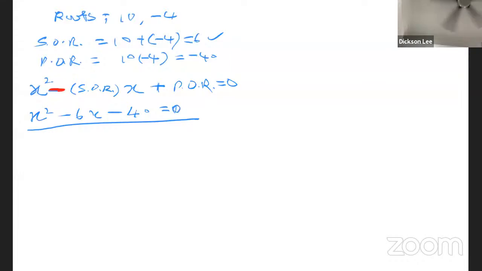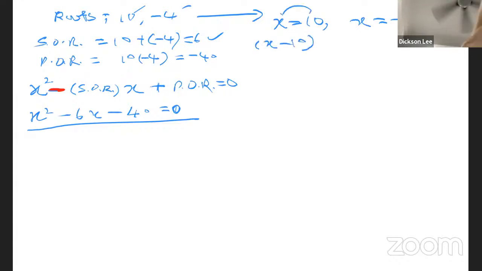Okay, some people may not be that clever. I can teach you another method, which is the simplest method. Sum of roots means x equals to 10. x equals to -4. Correct or not? These are called roots. Roots means the values of the x from a quadratic equation. So you bring forward here, you form a factor. This is called factor. And you bring forward here, you got a factor. Okay?